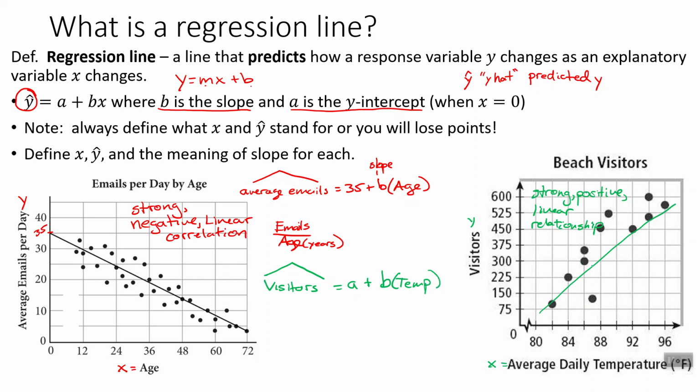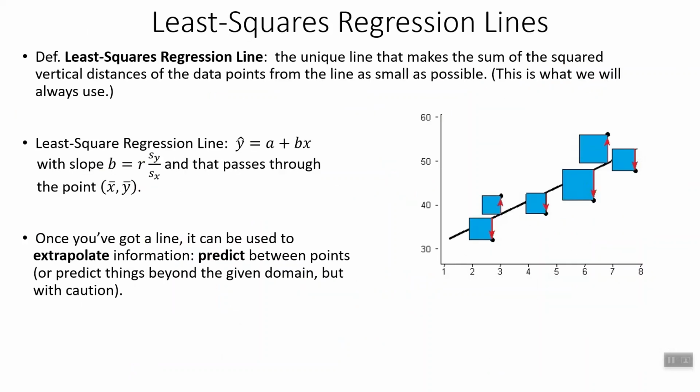All right, just like that. So we will actually learn how to find the slope here today, and we'll learn how to find the a here in a minute. And our slope would be in visitors per degree Fahrenheit. So for each degree Fahrenheit, we'd have an increase in visitors. All right, and we'll get into that more in a couple of slides here.